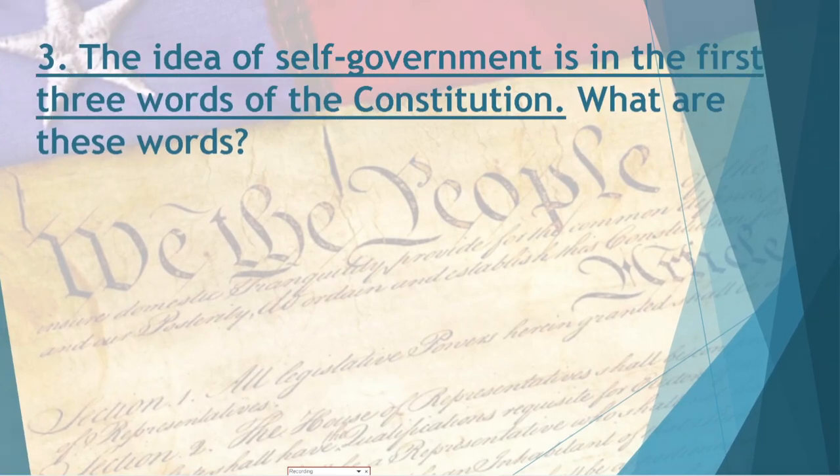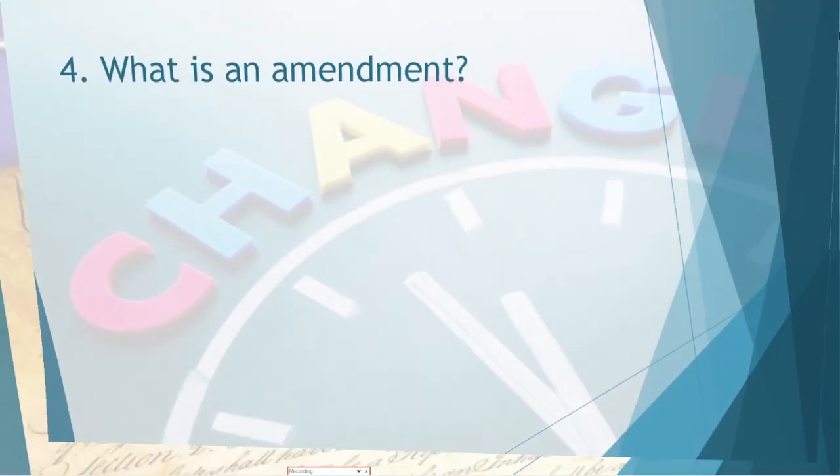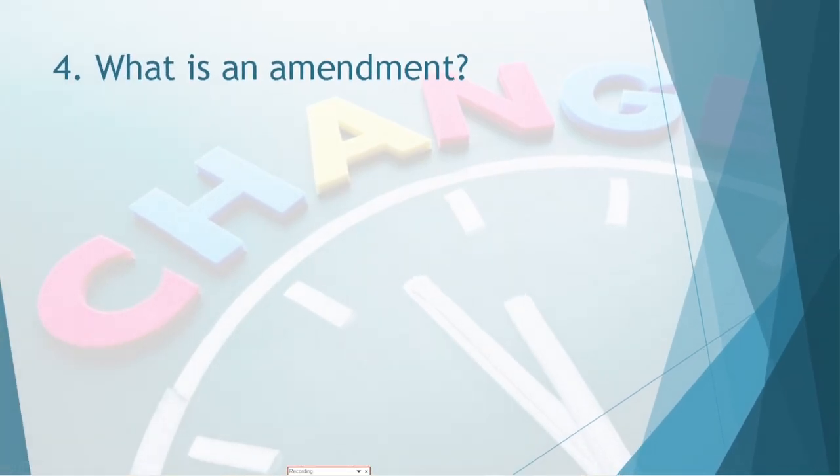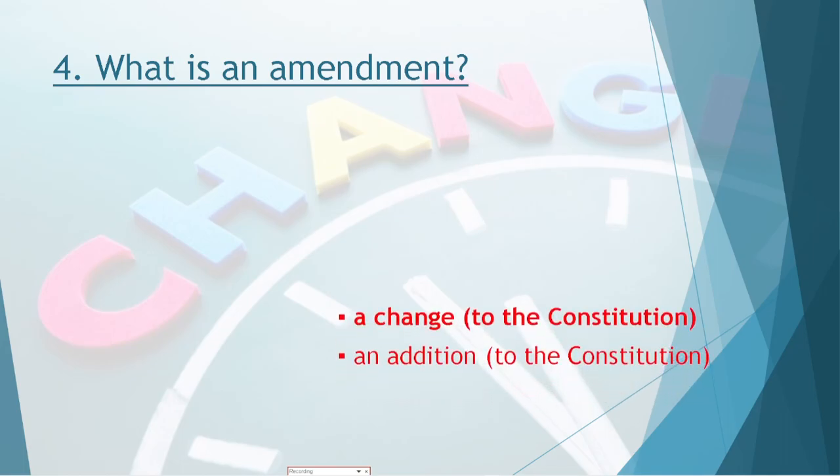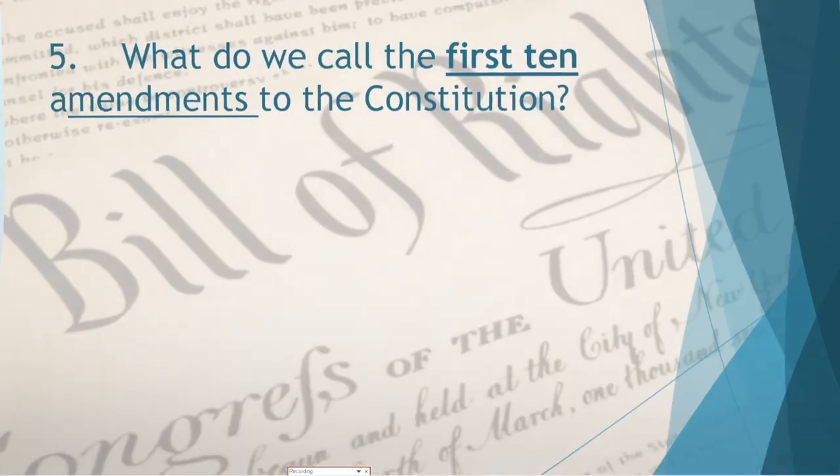The idea of self-government is in the first three words of the Constitution. What are these three words? We, the people. What is an amendment? A change to the Constitution, an addition to the Constitution.